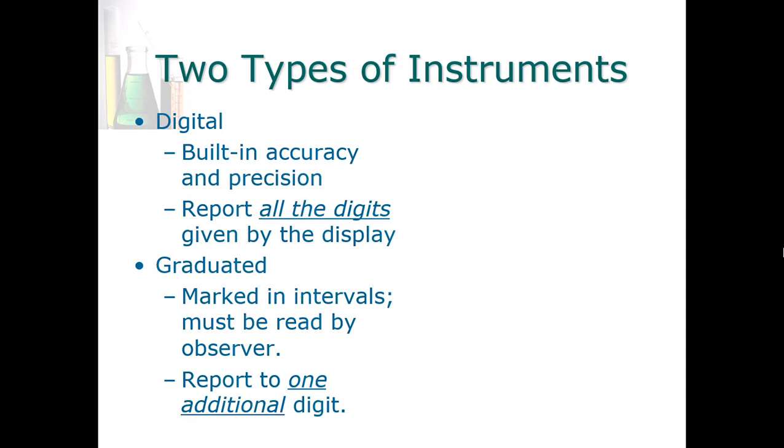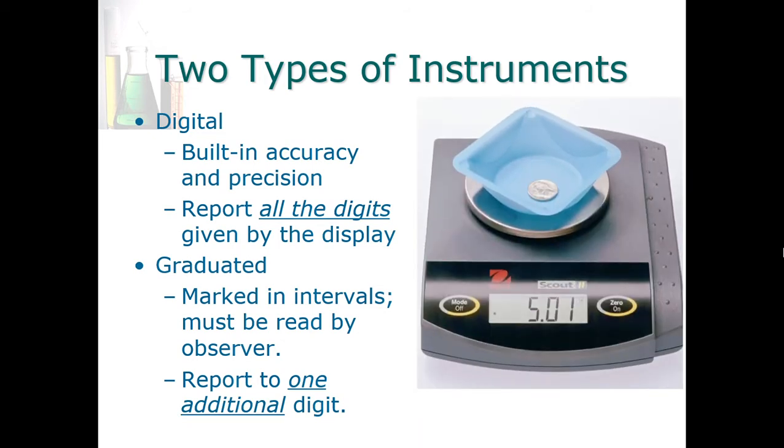Now, in the lab, we have majorly two types of instruments. Some we call digital, some we call graduated. Let's look at a digital balance here. Notice that the display shows us a value for the mass of this coin. The machine already has a built-in or calibrated accuracy and precision, and the digital display is showing us the total capability of this instrument.